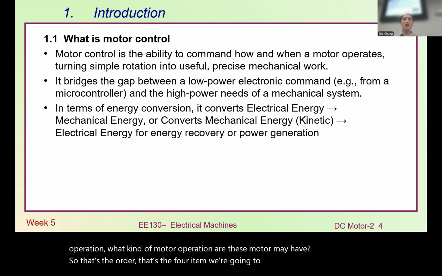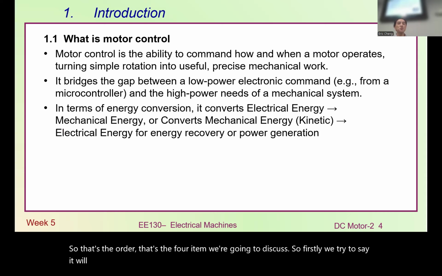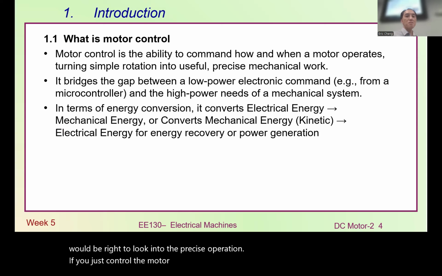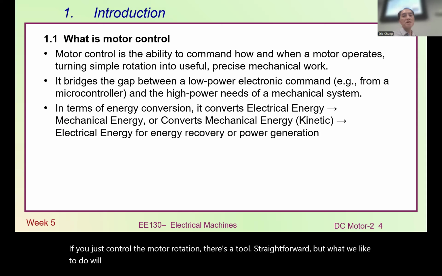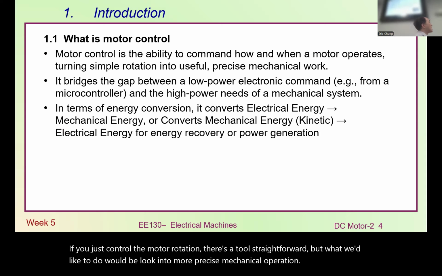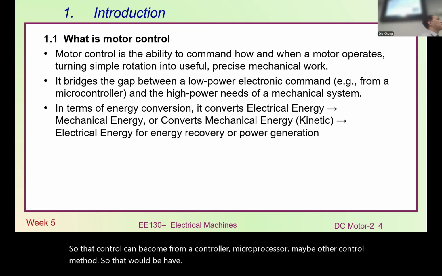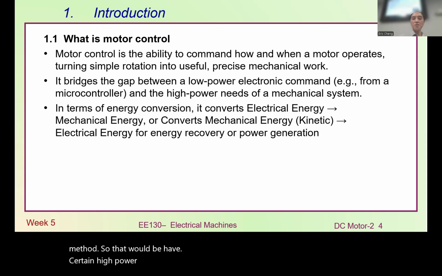So firstly, motor control is something we try to use to control the motor operation. That would be to look into the precise operation. If you just control the motor rotation, that's too straightforward. But what we would like to do is look into more precise mechanical operation. That control can come from a controller, a microprocessor, or maybe another control method. So that will have a certain high power demand for the mechanical work.